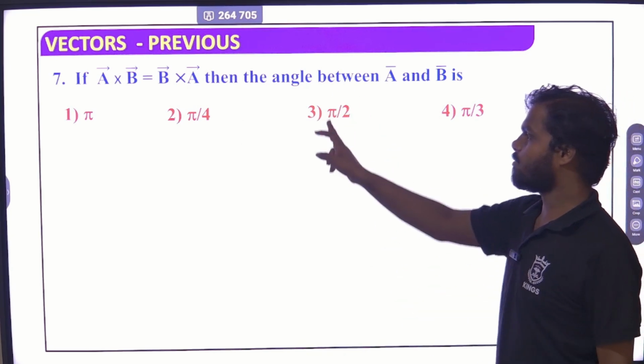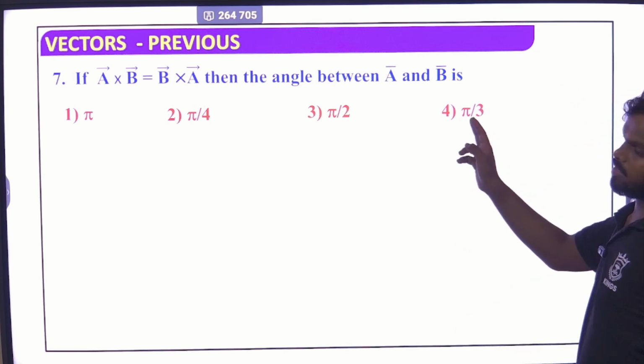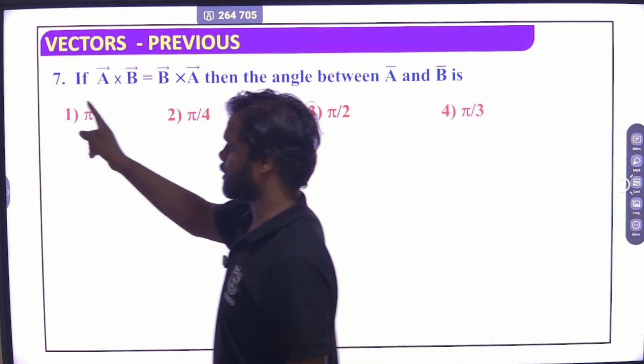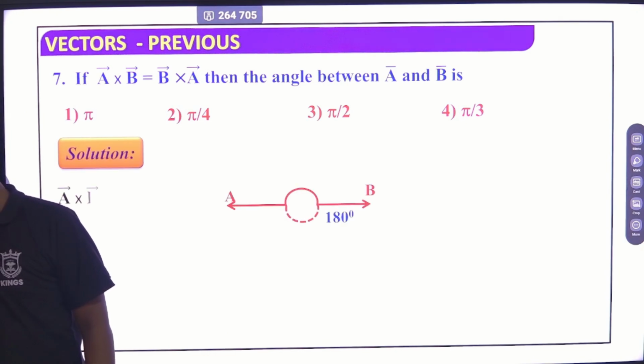Similarly, come here, pi by 2, if you look at it, again you will get a minus sign here. In this case again it is not correct. Here, same thing. So only one option will be correct, that is the first option. So the correct option is the first. Yeah, that is the only concept.